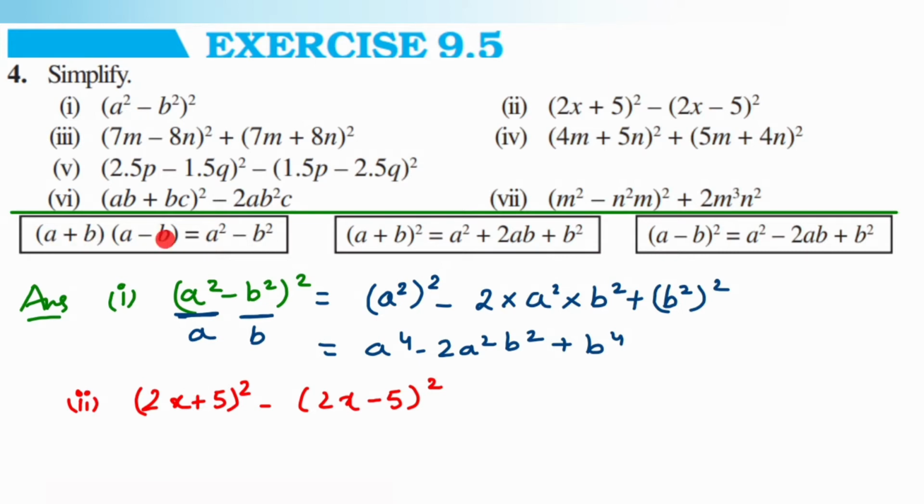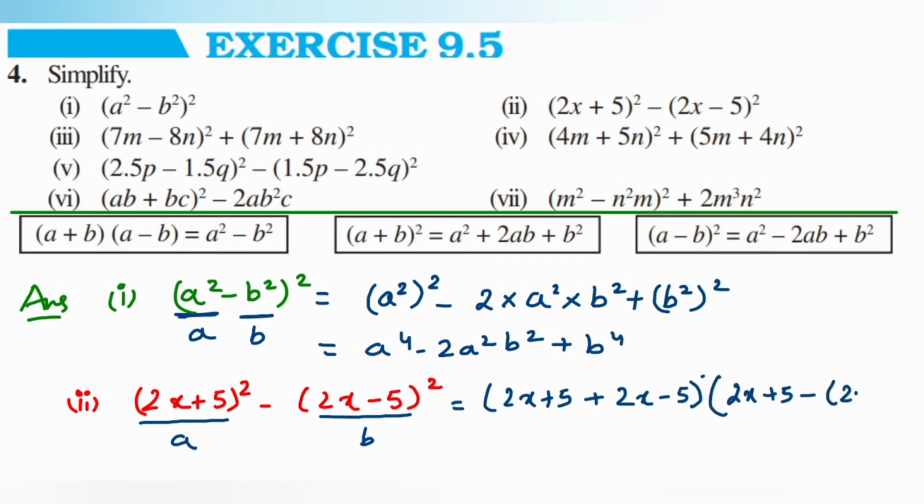the third identity, the first, here it is written, a square minus b square. So they have given a square minus b square. So here this 2x plus 5, the entire thing will be your a, and 2x minus 5, the entire thing will be your b value. So a square minus b square is a plus b into a minus b. So from here we can write this is equal to a plus b, so 2x plus 5 plus 2x minus 5, into a minus b, so 2x plus 5 minus 2x minus 5.